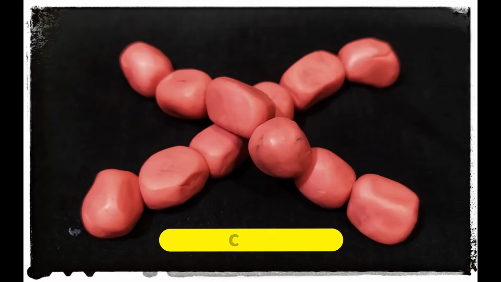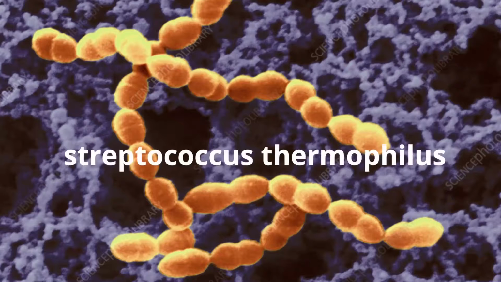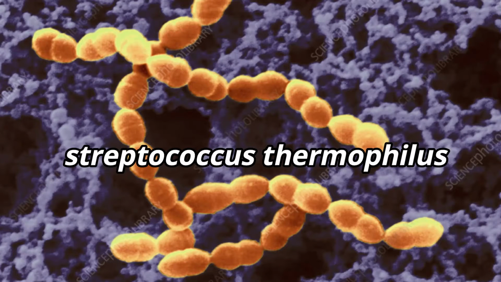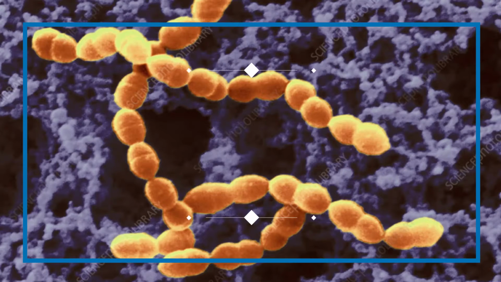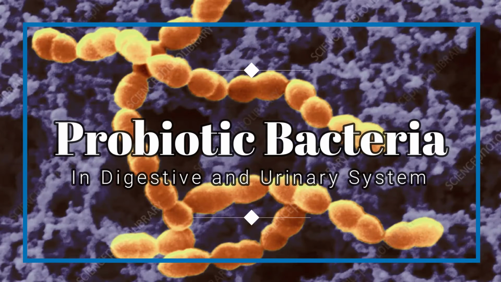And the last one is cocci, round or spherical. For example, Streptococcus thermophilus. It is a type of probiotic bacteria. These are friendly bacteria that normally live in our digestive, urinary, and genital systems without causing disease.